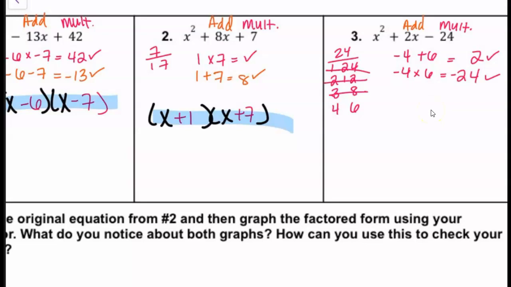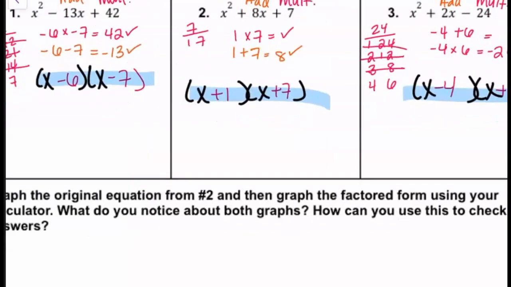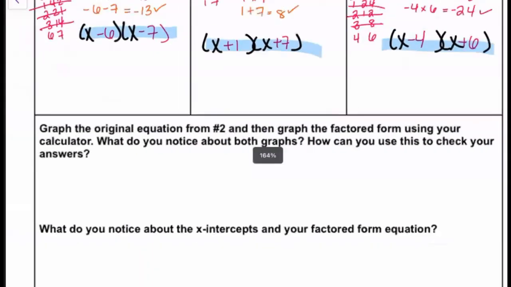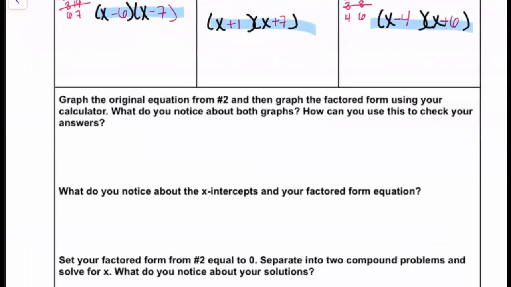And so we found my numbers, so I can write my x parentheses, and I have a negative 4 and positive 6. And like I said, you can multiply them out to check your answer. So you can do x times x, negative 4 times x, negative 4 times 6, and 6 times x. And you'll combine them all together to see what you get. So that's just a brief review, but let's notice some things.